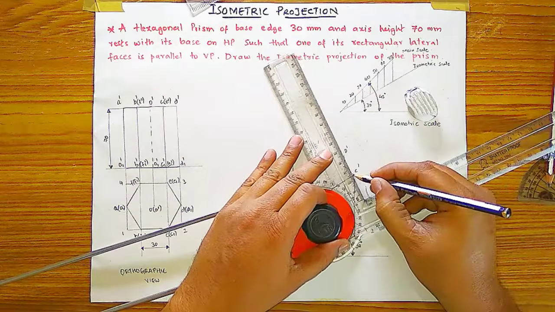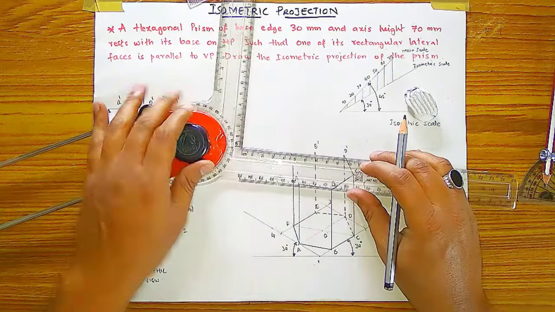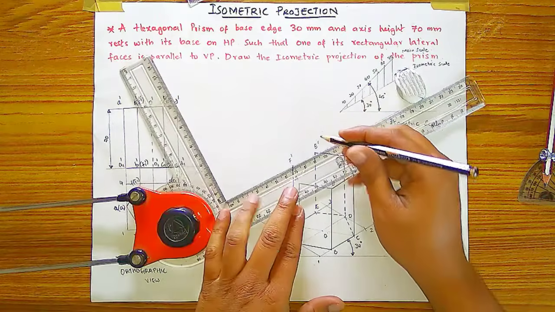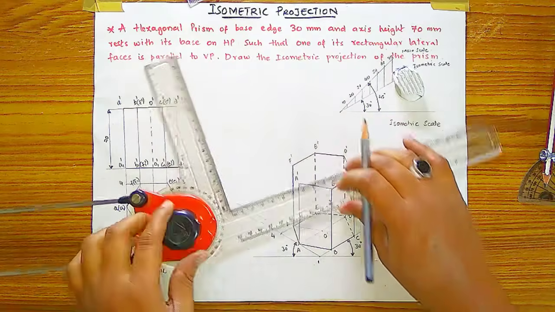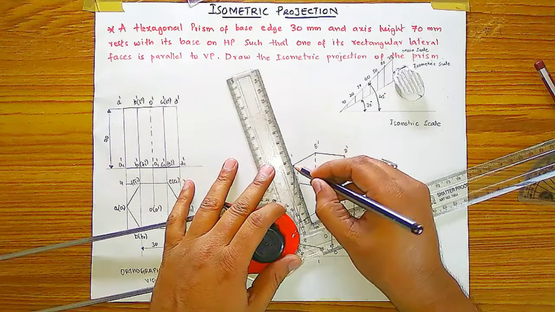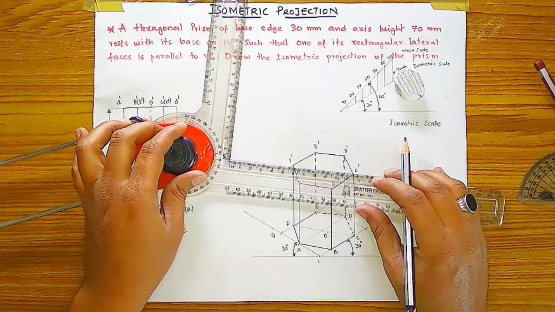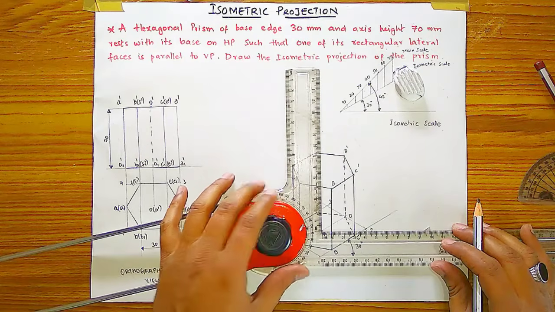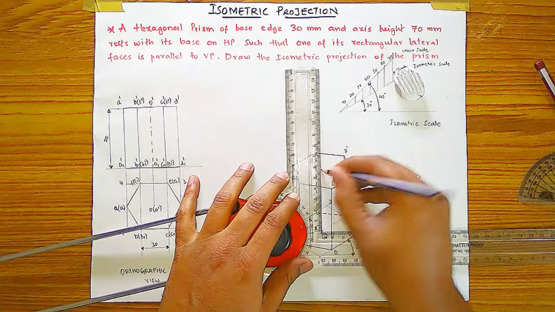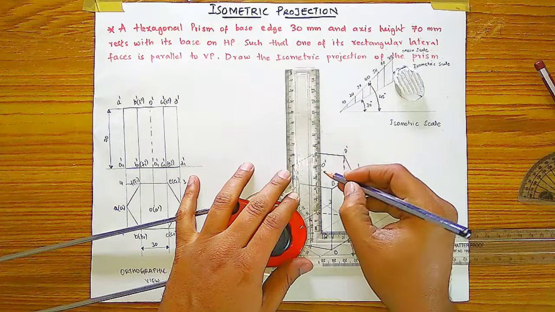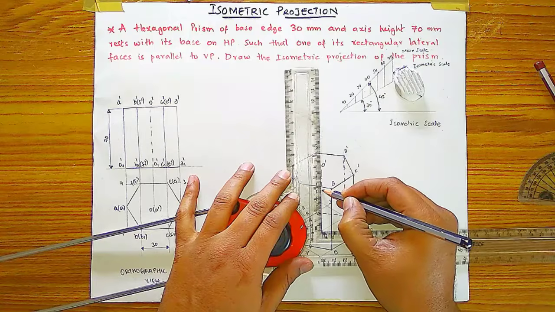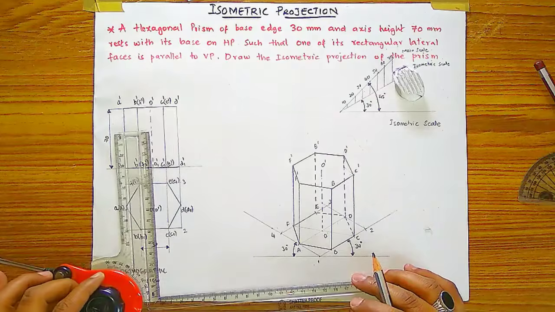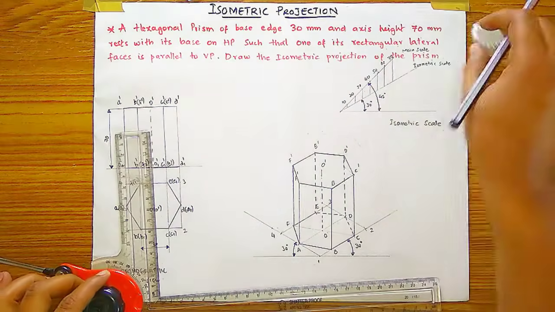Then join C dash to D dash, D dash to E dash, E dash to F dash, F dash to A dash, like this. And you have to remove the axis line, or you can take the axis side 5.6 from here, straight line 5.6 here, and this will be O1. So from here I am drawing an axis line. The axis line will be like this. So this is the axis line, and this is the complete solution of the hexagonal prism.